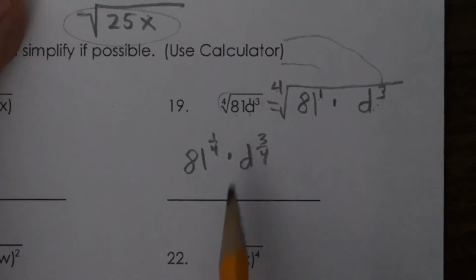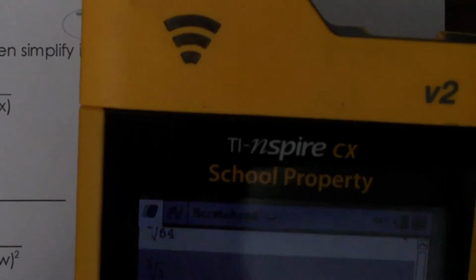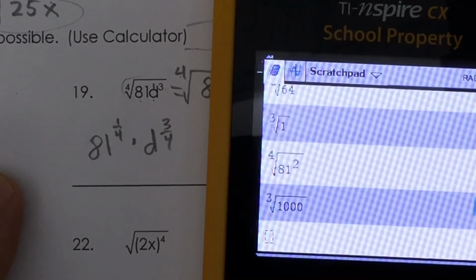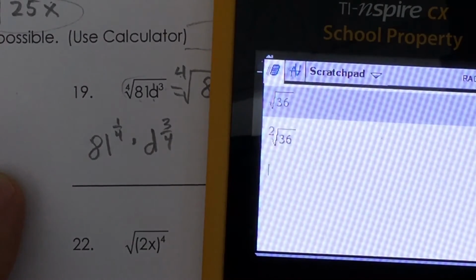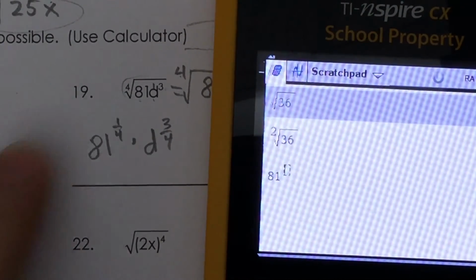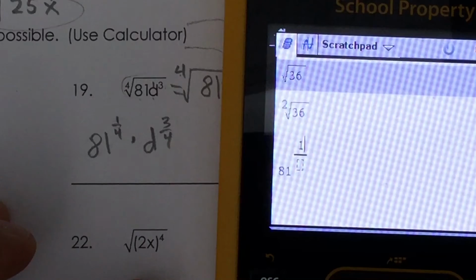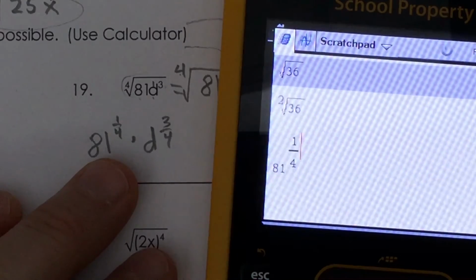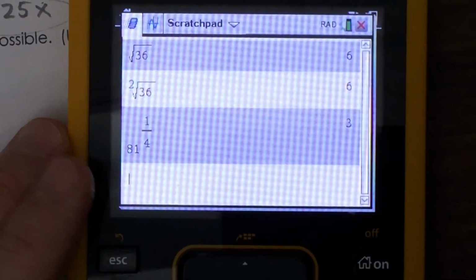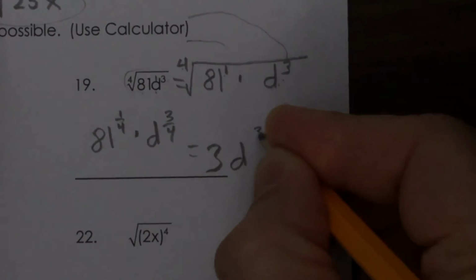Now the good news is, half of this problem we can put in the calculator. We can do 81 to the 1/4 power and see what we get. So I'm going to go ahead and put in 81. Hold on. 81 caret, but in my caret and my exponent, I'm going to push Control Divide to get my little fraction box and put in 1/4. Push enter. 81 to the 1/4 power is 3. So my simplified answer is 3 d to the 3/4 power. That one was a little tricky.